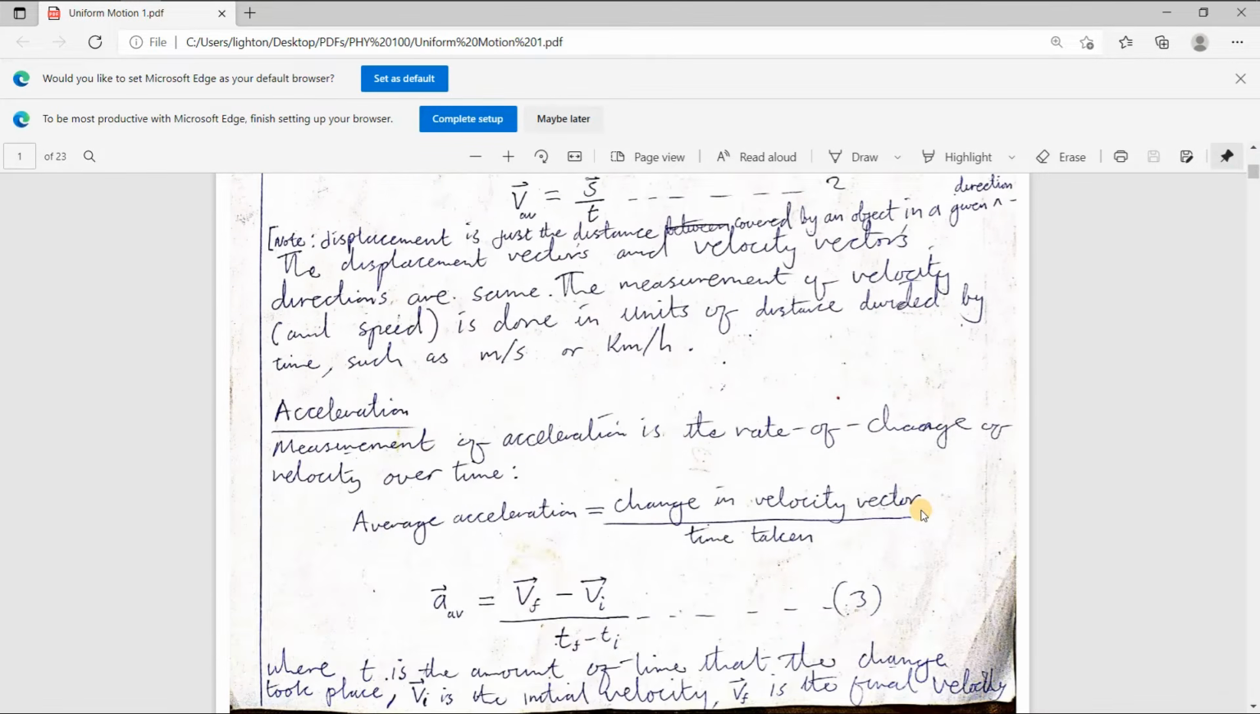We continue with what we're talking about. Here we're saying that the displacement vector and velocity vector directions are the same. Of course, the displacement and the velocity should be pointing in the same direction, because wherever you go, that's where you cover the distance, right? That's where you cover that displacement. Wherever your motion is will also be your displacement covered. Now, the measurement of velocity and speed is done in units of distance divided by time, such as meters per second or kilometers per hour.